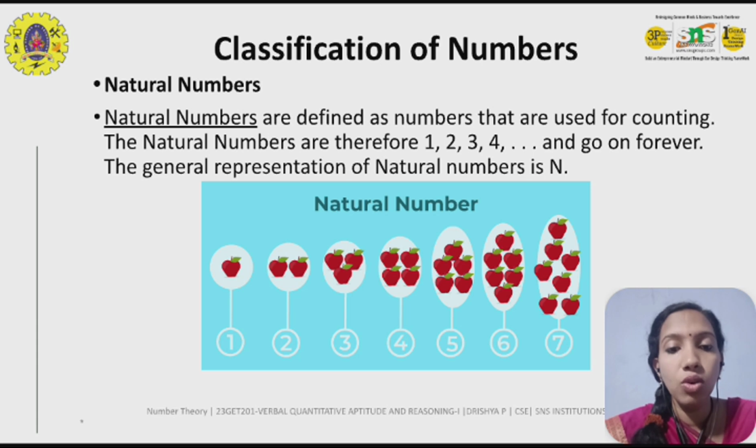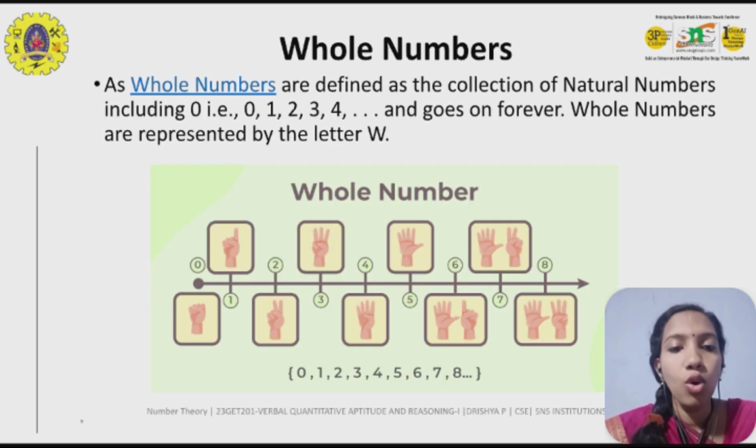It is countable. The first diagram is one apple, then two apples, three apples, four apples, like that. I hope all of you understand this easily. Then next is whole number.